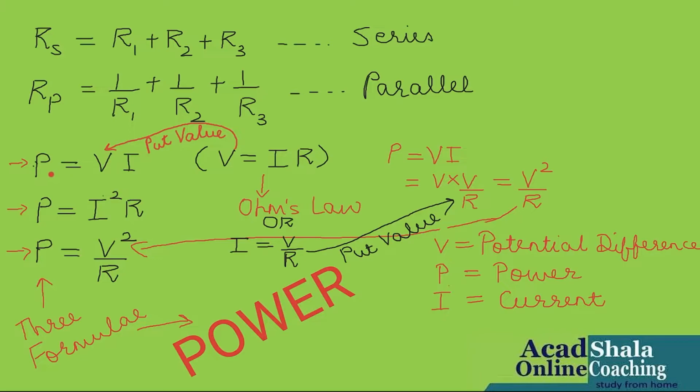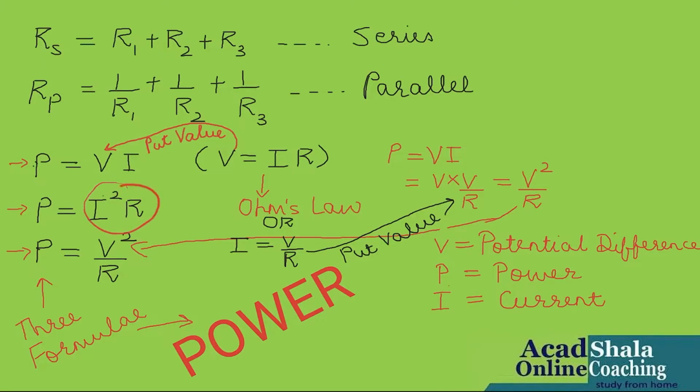Now, we have written this formula P is equal to VI, and we also know according to Ohm's law, V is equal to IR. Correct, children? So what we will do? We will put the value of V is equal to IR in this first formula, and after putting the value, we get P is equal to I square R.